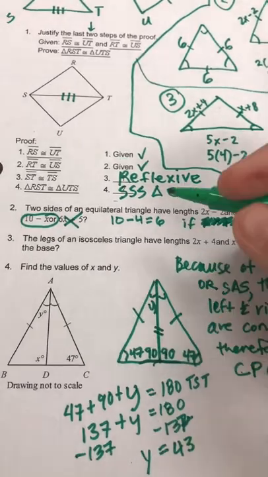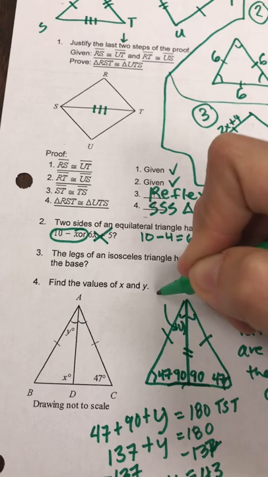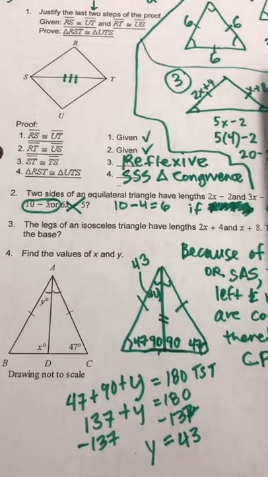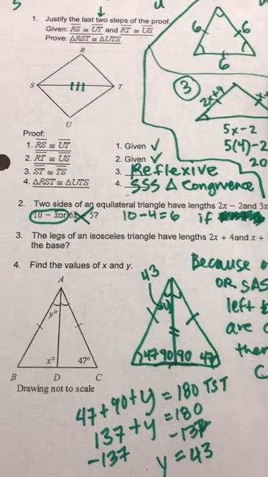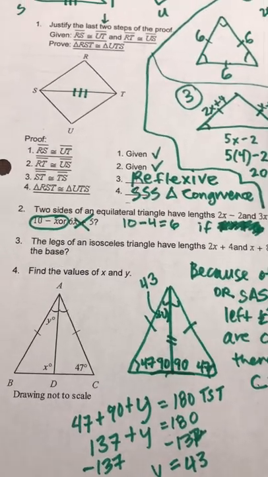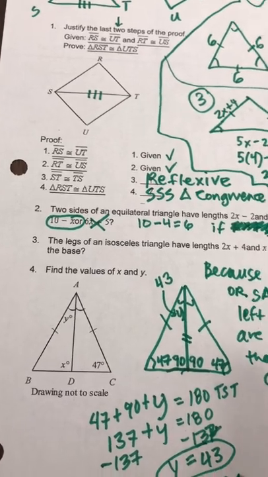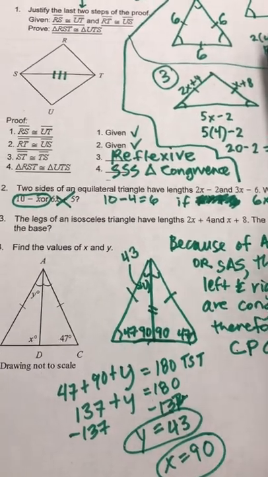So Y is 43. We can plug that back in and double check our answer. 43 plus 47 plus 90 should add up to 180, and it does. So we got x is equal to 90 and y is equal to 43.